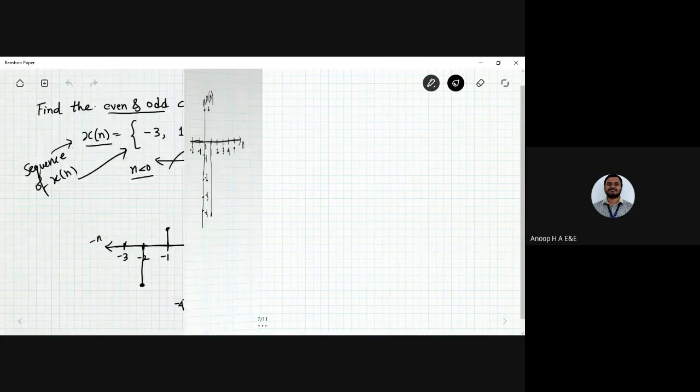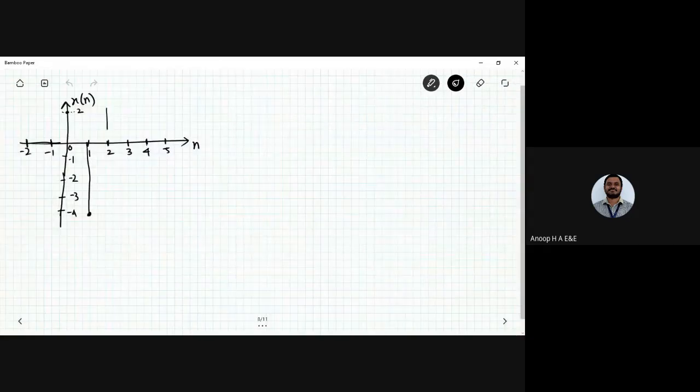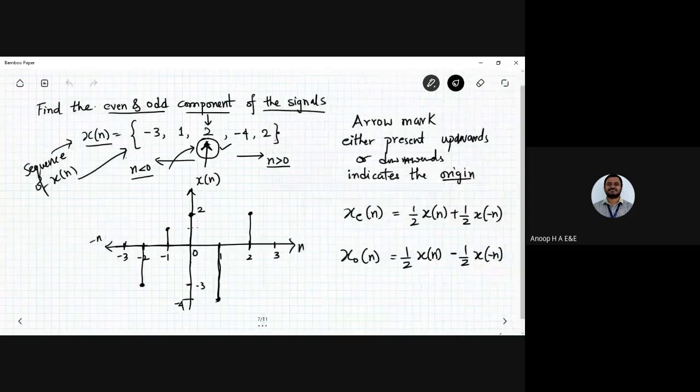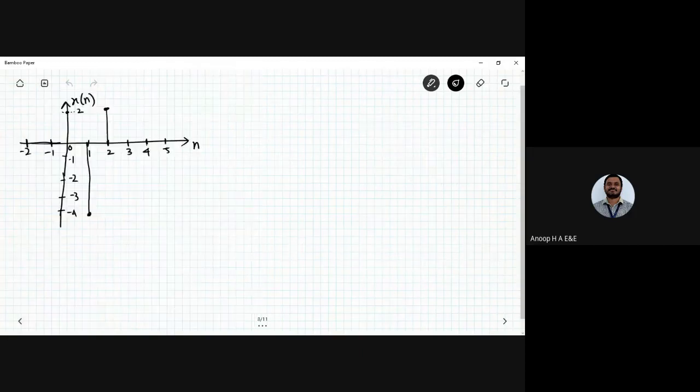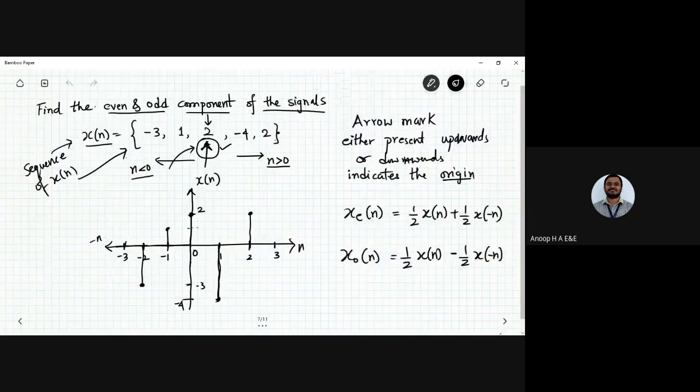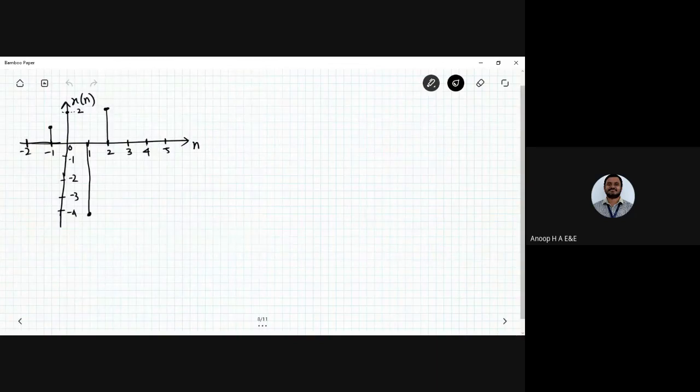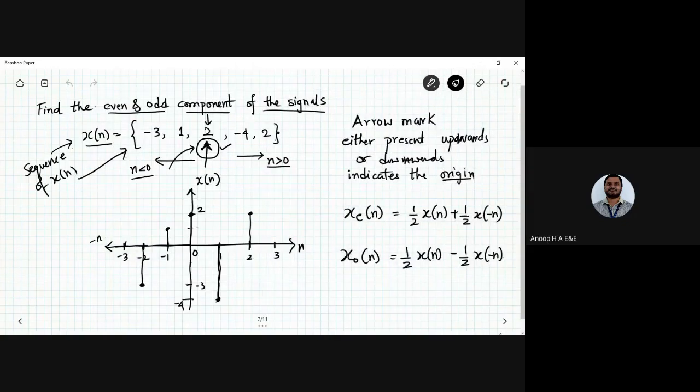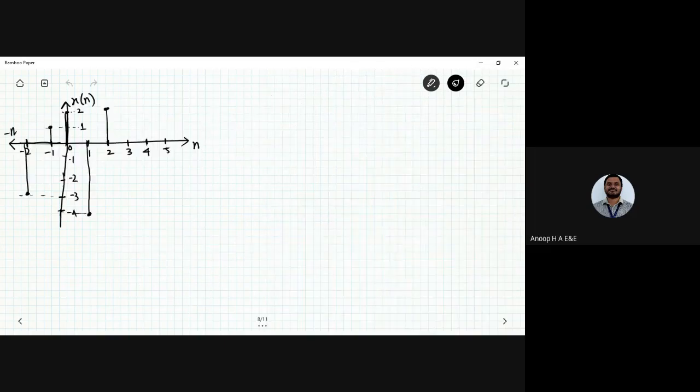Next, at 2 it is 2. At minus 1, it is 1. Next, at minus 2, it is minus 3. So this is x of n: at 0 you are going to have 2, at 1 minus 4, at minus 2 it is minus 3, and at minus 1 it is 1. Here it gives you the magnitude, so minus 3 along with minus 3 is the magnitude. So please be clear in what you are calculating for the even and the odd component.